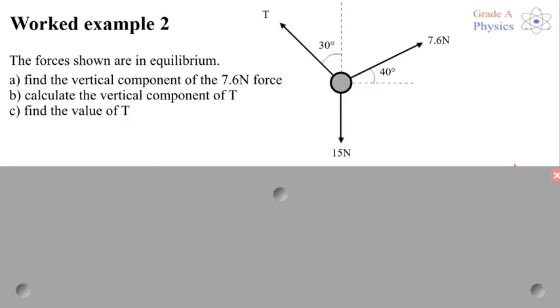So let's look at a slightly more complex worked example. This is a really typical example for exam questions. The examiners love writing this type of thing. So you have an object in equilibrium.